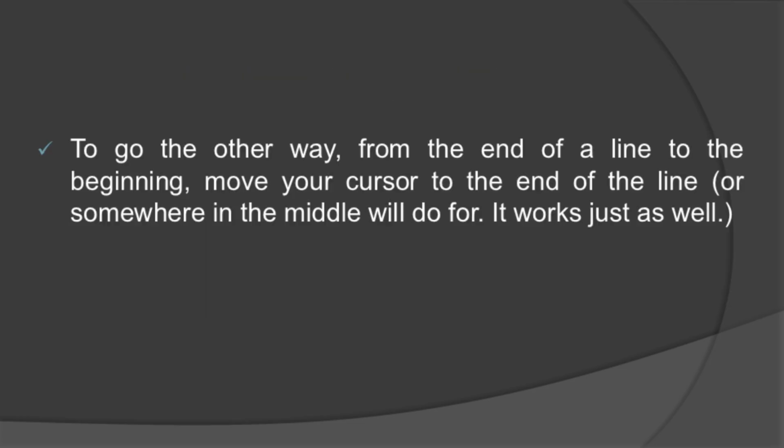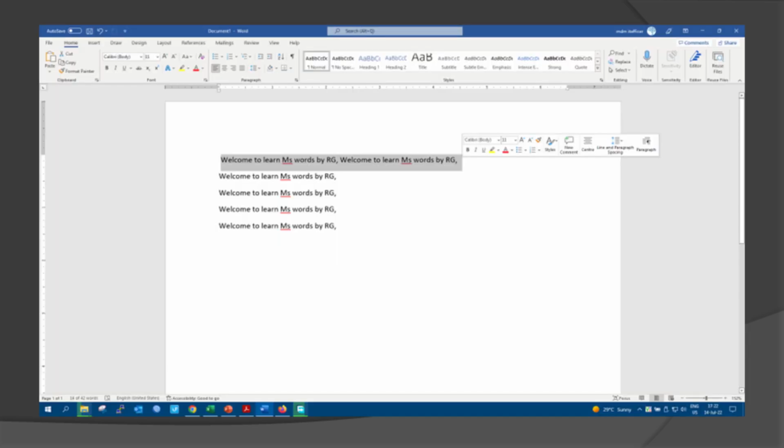To go the other way, from the end of a line to the beginning, move your cursor to the end of the line, or somewhere in the middle will do. It works just as well. Hold down a Shift key on your keyboard. With the Shift key held down, press the Home key on your keyboard. Your text is highlighted.